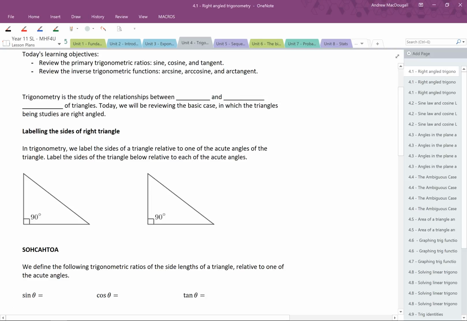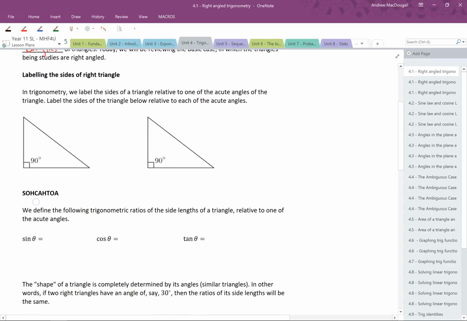Trigonometry is a study of relationships between angles and side lengths of triangles. So today we're going to look at the easiest case where we're looking at right-angled triangles. So you remember each right triangle has two other angles that are not right-angled. So suppose this was our angle.